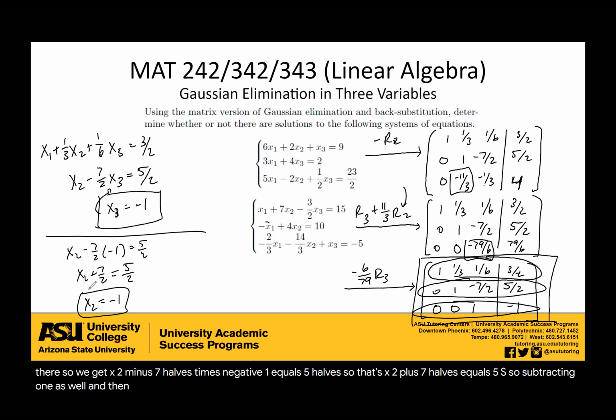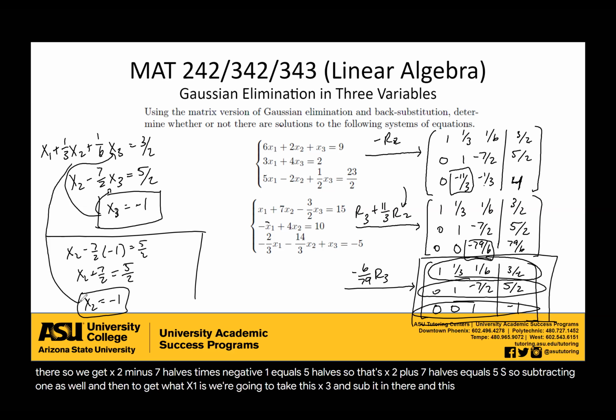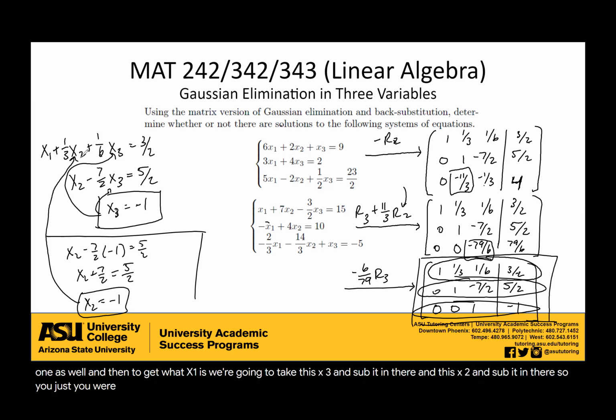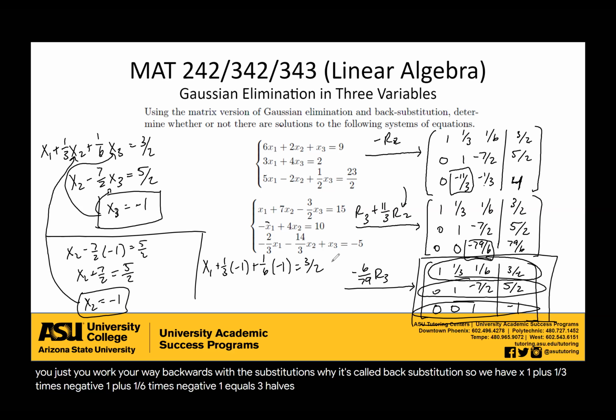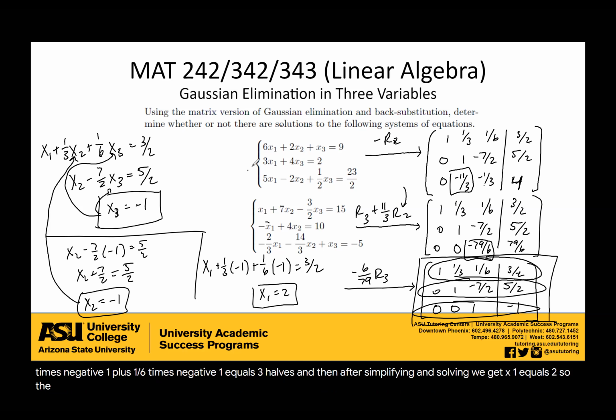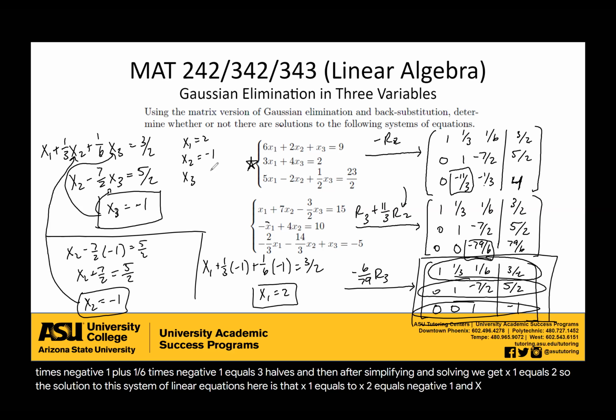And then to get what x1 is, we're going to take this x3 and sub it in there, and this x2 and sub it in there. So you work your way backwards with the substitutions, which is why it's called back substitution. So we have x1 plus 1/3 times -1 plus 1/6 times -1 equals 3/2. And then after simplifying and solving, we get x1 equals 2. So the solution to this system of linear equations is that x1 equals 2, x2 equals -1, and x3 equals -1.